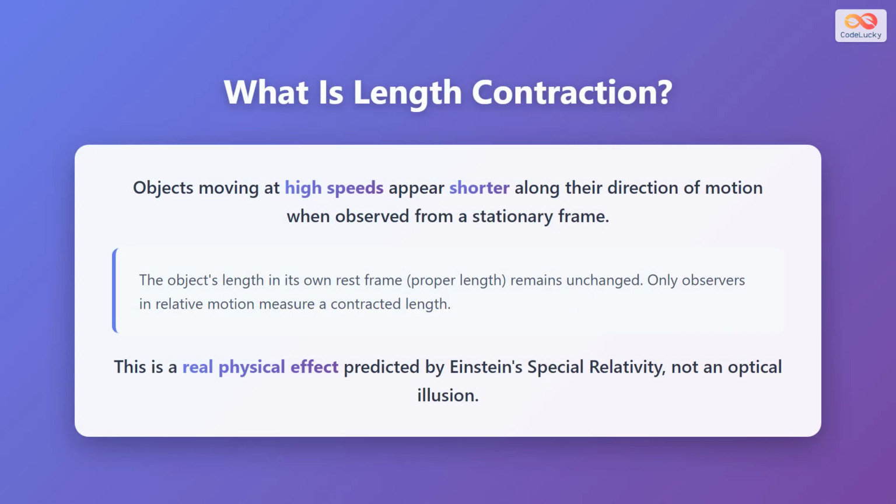So what exactly is length contraction? When objects move at very high speeds, they appear shorter along their direction of motion when observed from a stationary frame. It's important to understand that the object's length in its own rest frame, called the proper length, remains completely unchanged. Only observers who are in relative motion to the object will measure a contracted length. This isn't just an optical illusion or a trick of light. Length contraction is a real physical effect that was predicted by Albert Einstein's special relativity, and it fundamentally changes how we understand space and motion.